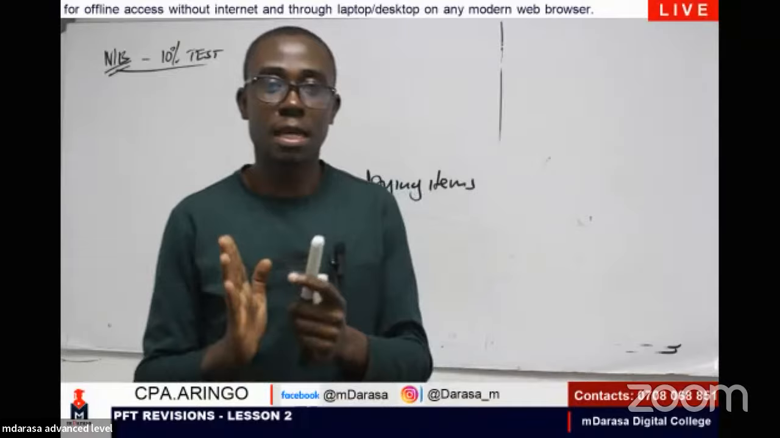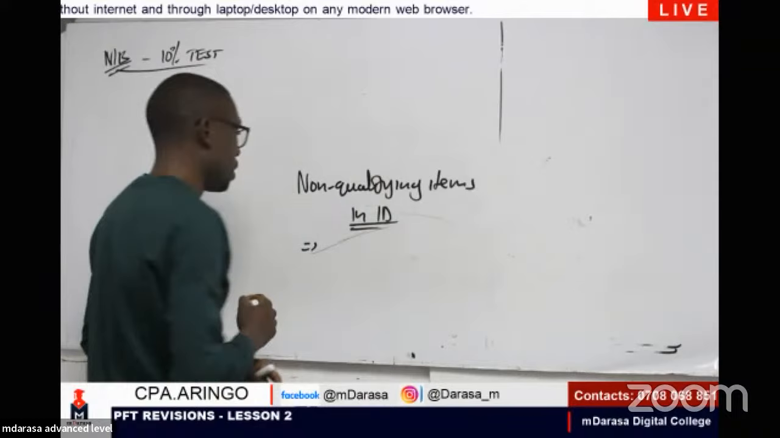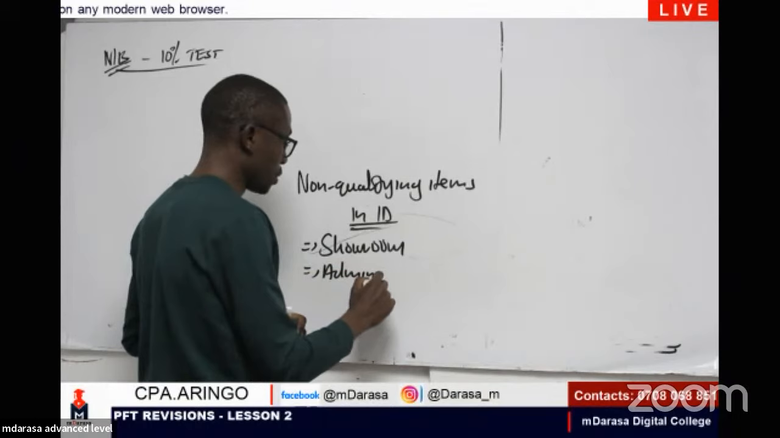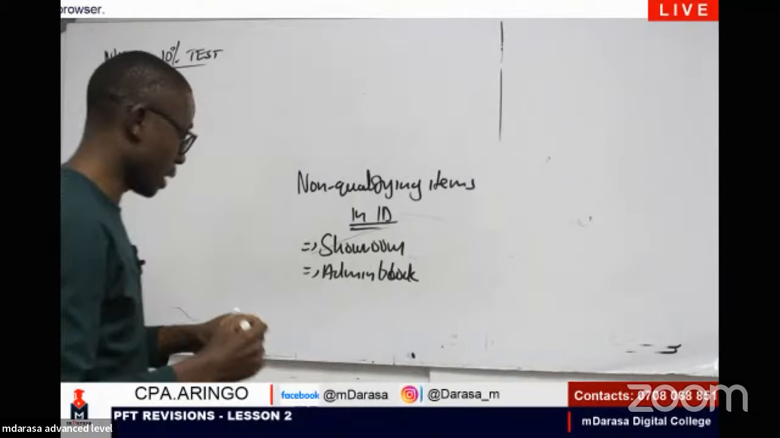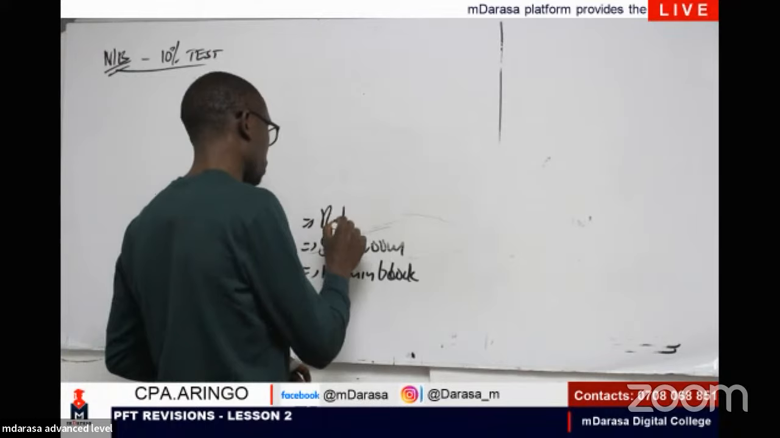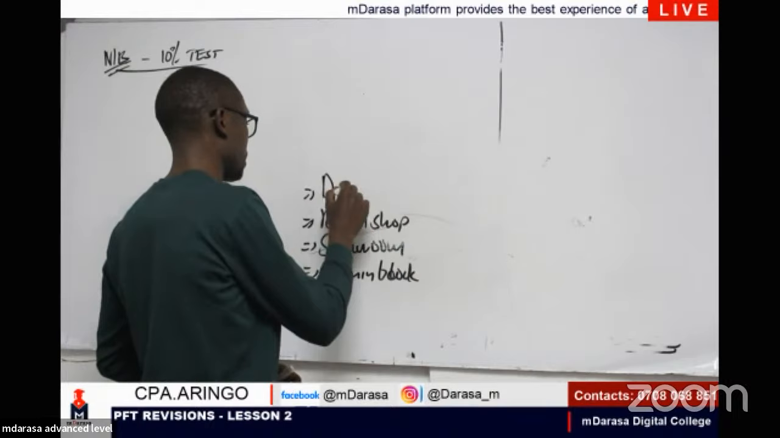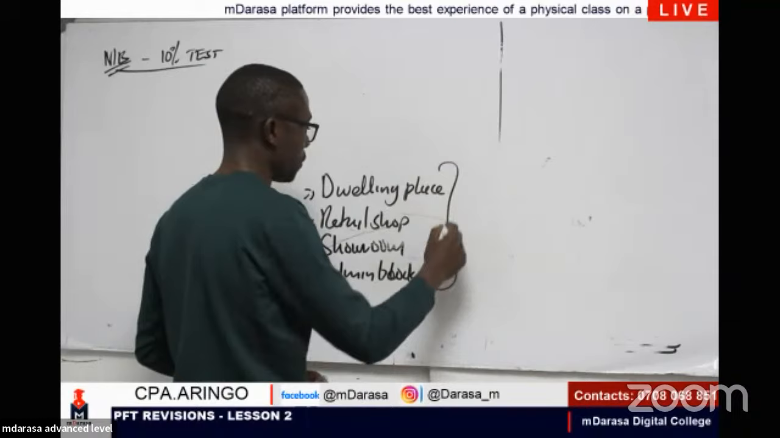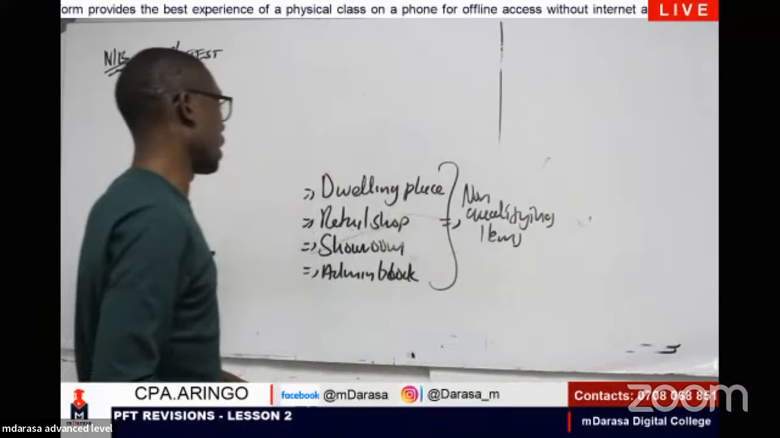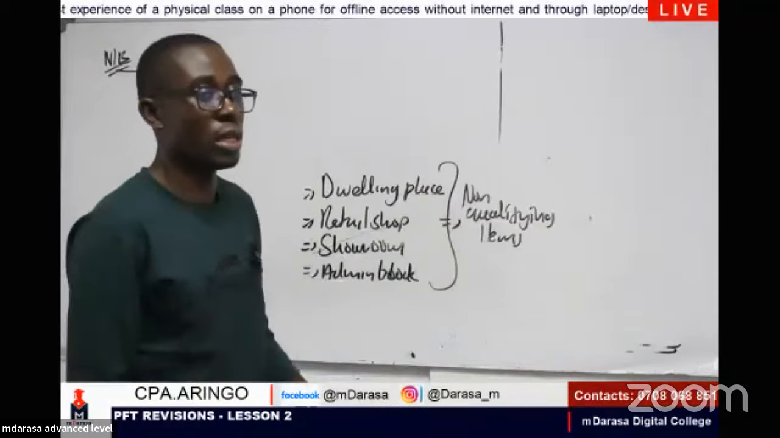The items that we normally tend to look at here are items of showroom, items of admin block. Admin block is what you refer to as offices. Another item is a retail shop, and of course, a dwelling place. These are the four items that we normally refer to as non-qualifying items. If these items are included as part of our factory building, then you'll have to conduct this test that you refer to as the 10% test.